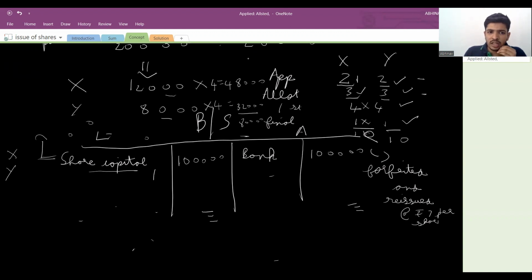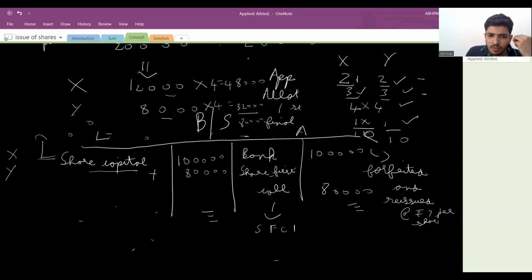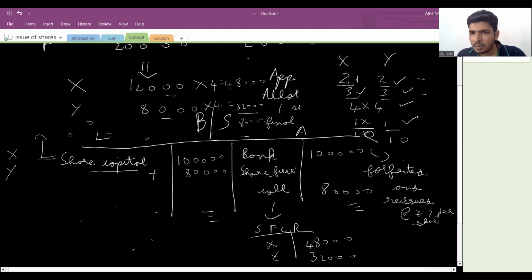So the company makes an entry where 80,000 should be increased in the share capital of X and Y. And now the company is making X and Y due. Why due? You can write X and Y here. But since there are millions of people from whom the company makes them due to pay the share capital amount, instead of writing X and Y separately, you just write share first call and you write 80,000. Under the share first call register, X and Y's due amounts will be mentioned. That is 48,000 and 32,000. Correct? Now clear? This is the entry to make it due.